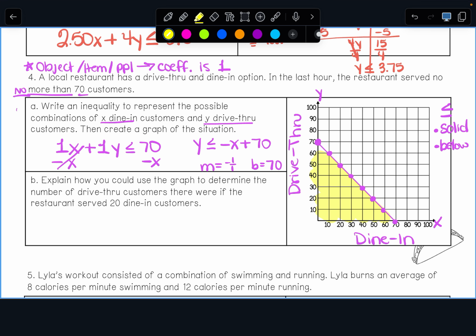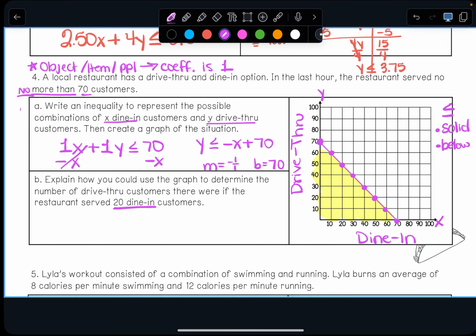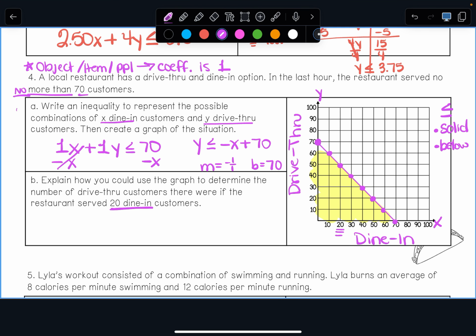Now it says, explain how you could use the graph to determine the number of drive-through customers there were if the restaurant served 20 dine-in customers, okay? So I'm going to underline that part, 20 dine-in customers. Well, we see dine-in on which axis? The x-axis. Here's my 20 dine-in customers.